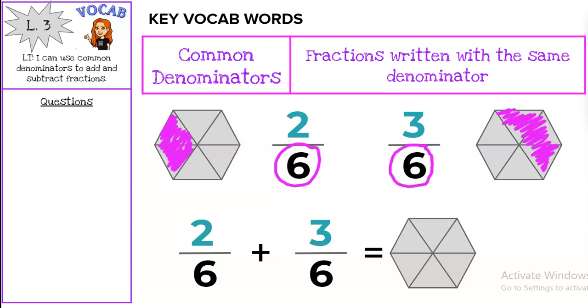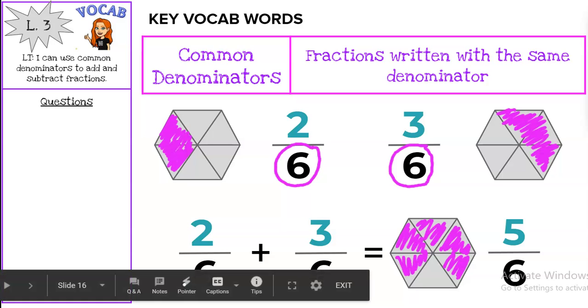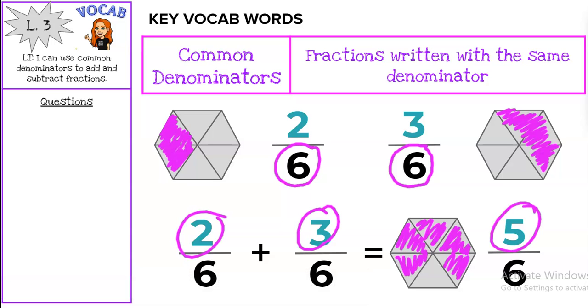So if we wanted to add 2/6 and 3/6 together, we would shade 2 of the slices, and then we would shade 3 more of the slices. Then if we look at our shaded image, we have 5/6. So 2/6 plus 3/6 equals 5/6. That's how we add fractions. The two top numbers get added together. So we have 2 plus 3 is 5, and then that 6 stays the same.